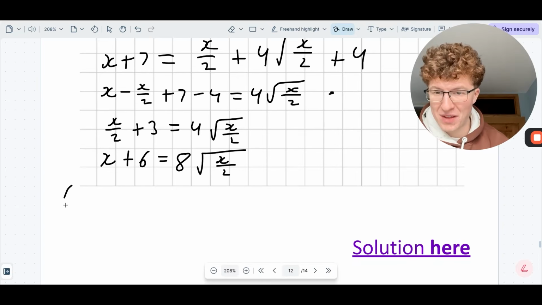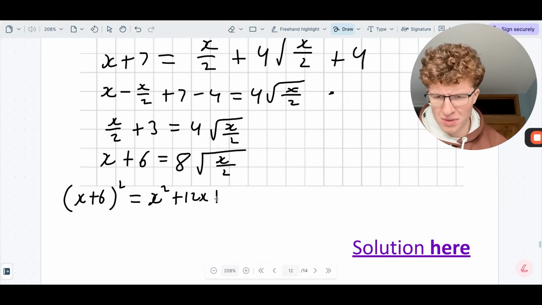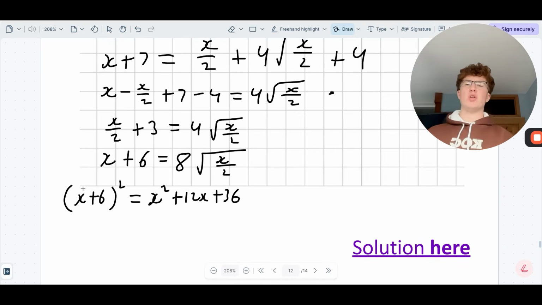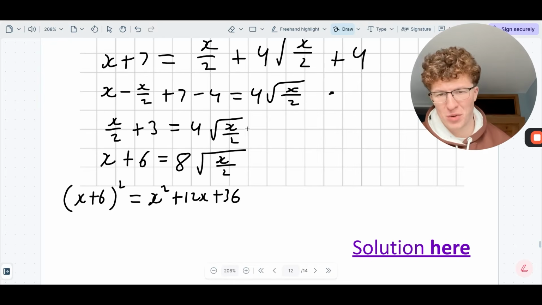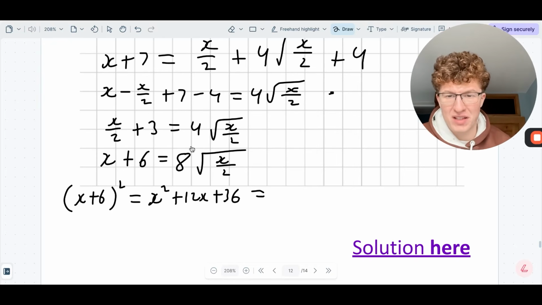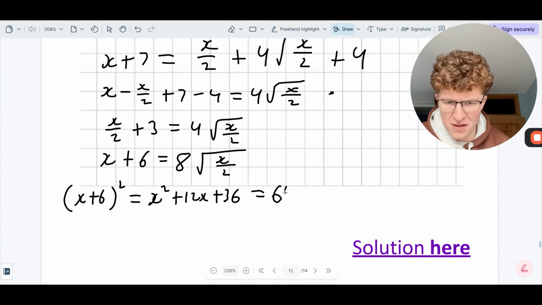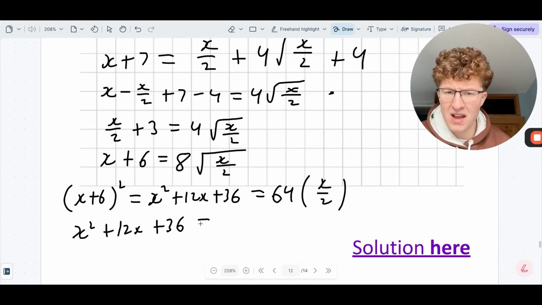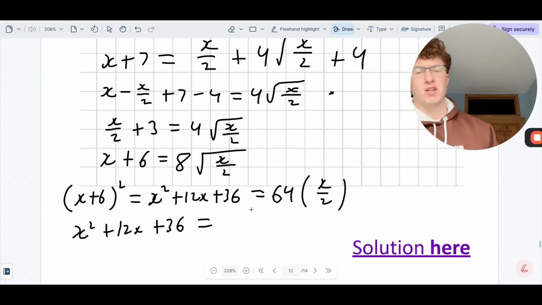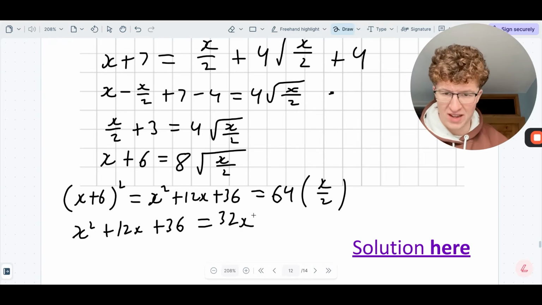Square both sides again. So x plus 6 squared. Well, that's just equal to x squared plus 12x plus 36. Again, you should always multiply these out fully. I'm just using the quick methods because I don't want to waste time. And that's equal to this thing squared, which is going to be 64 times x over 2. So we have x squared plus 12x plus 36 is equal to 64 times x over 2. Well, that's just going to be 32x.